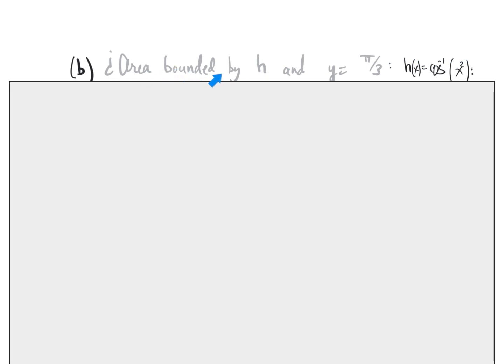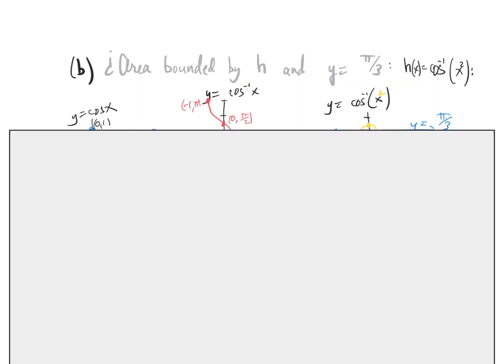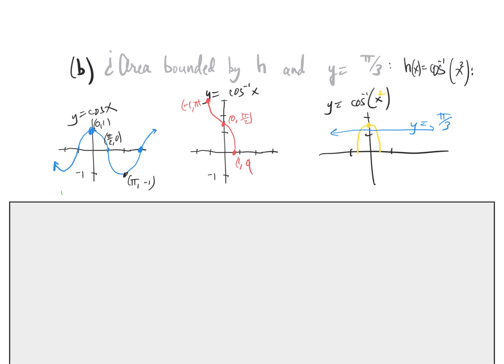Part B, find the area bounded by the horizontal line y equals pi over 3 and function h, the inverse cosine of x squared. So this is a calculator problem. You could just enter this equation and this equation and see what the region is that they're talking about. In case anybody tried to do this without their calculator, this is the process you would do. But let me reiterate, this problem was meant to be done with a calculator, so you didn't need to follow along and graph this without.